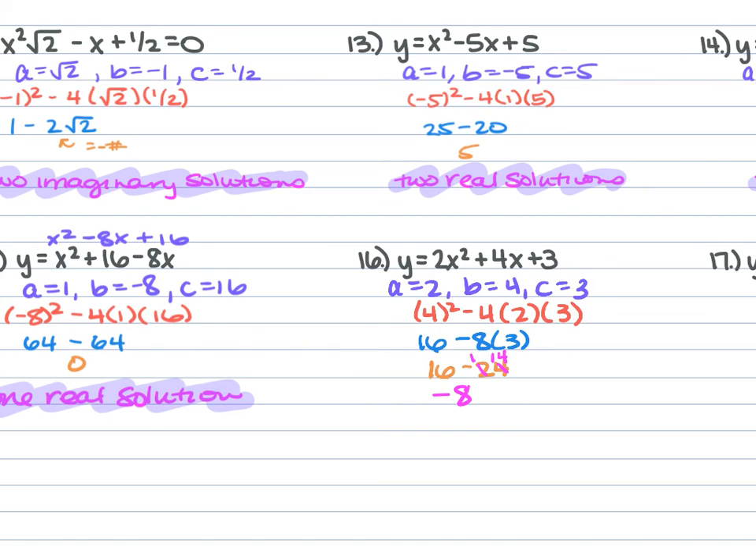Negative 8 is a negative number, so we have 2 imaginary solutions.